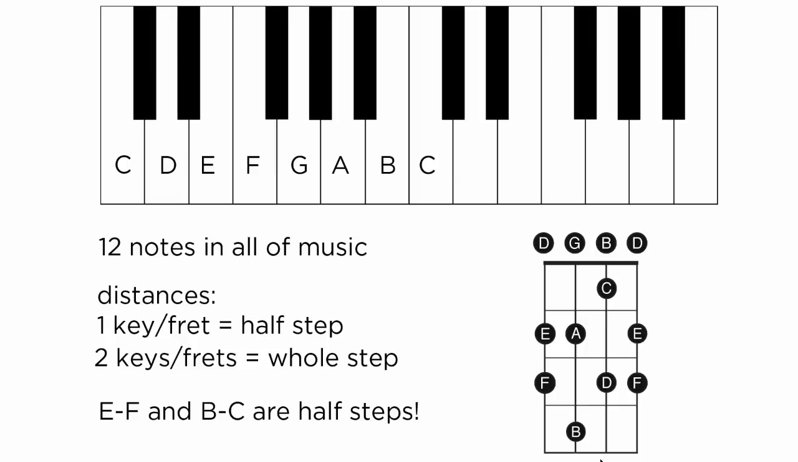So this is like a roadmap of the first 4 frets of the banjo. And you should be able to find all of those notes. So for instance, if you play the D string and then play the 2nd fret, that's the note E, and the 3rd fret is the note F, and so on. And by doing that, you understand the concept that E and F and B and C are half steps.